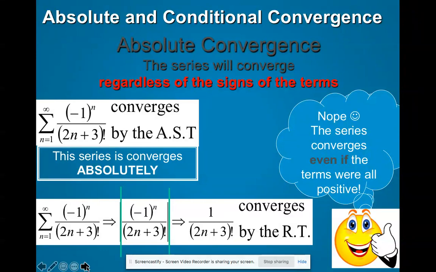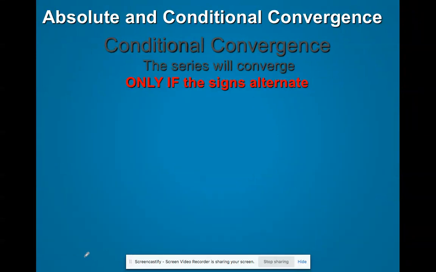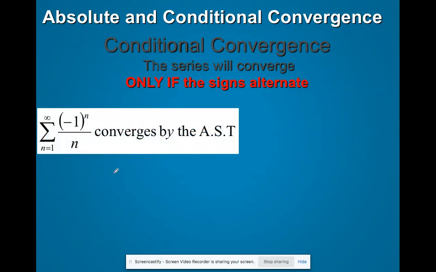What if it's not absolute convergence? It's conditional. What is the condition? That the signs alternate. So here's a pretty famous one, right? The alternating harmonic series. It converges by the alternating series test. The signs alternate. Without the alternator, they're all positive and they go to 0. Therefore, it converges by the alternating series test.